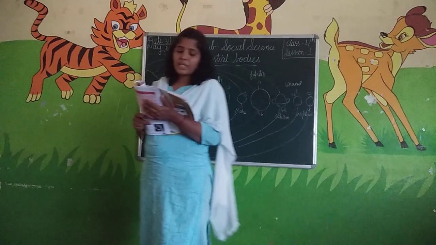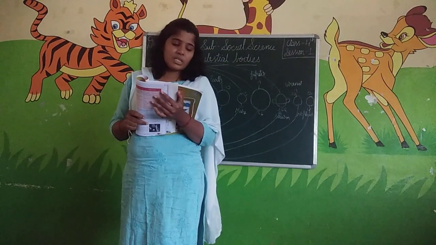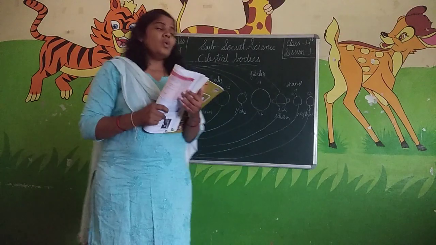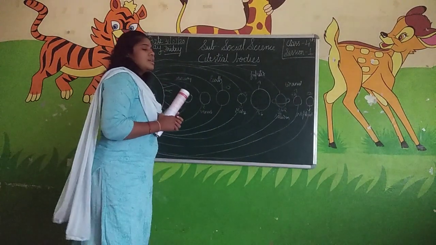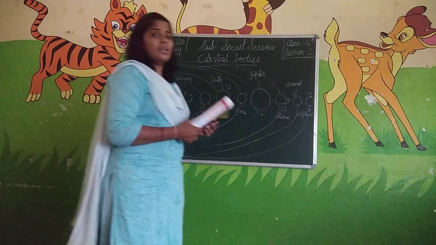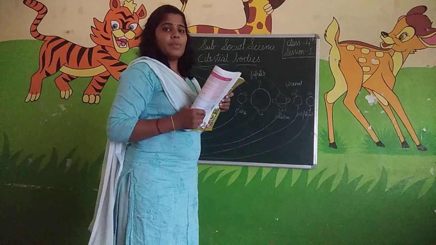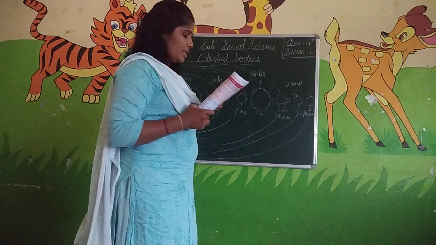The sun appears to be larger and brighter than other stars because it is much nearer to the earth. Okay, when we compare it to the other stars, the sun is very near to us, so we can see it big. Other stars we can see very small because they are very far from the earth.